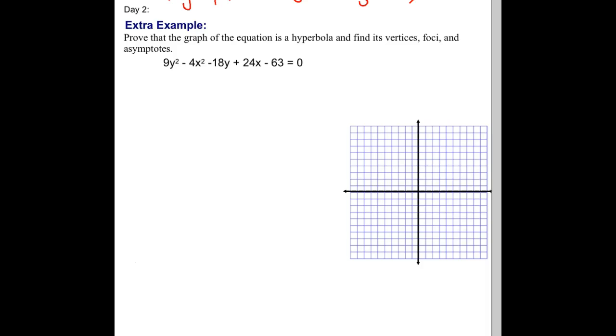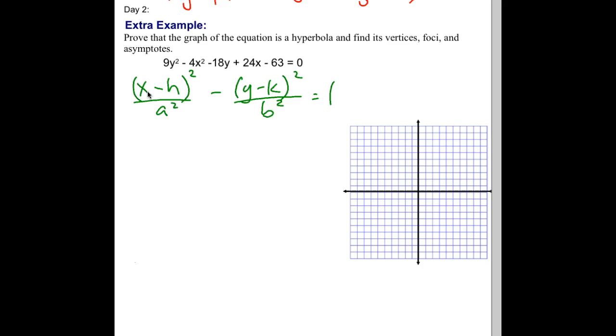In order to prove this is a hyperbola, we have to convert it into that standard form for a hyperbola, which looks like what? How do they start out? Okay, x minus h squared. Okay, now we said there's two versions, right? This is one of them. What's the other one? What changes?